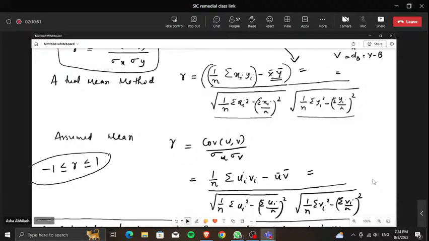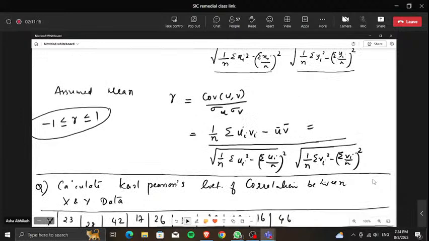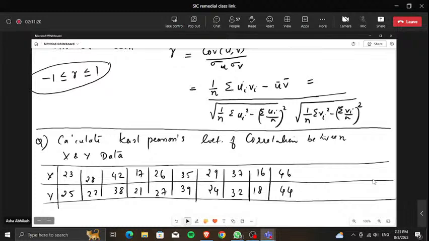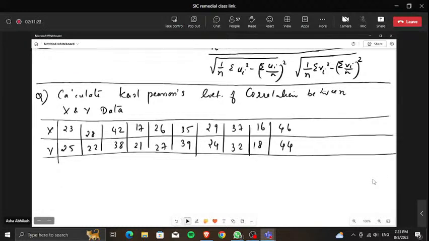If R is nearer to +1, it is highly positively correlated, tending toward the positively correlated side. If it is towards the negative side, it is tending to be negatively correlated. You can write the comment accordingly, and you can check whether your answer is right by checking that R lies between -1 and +1.